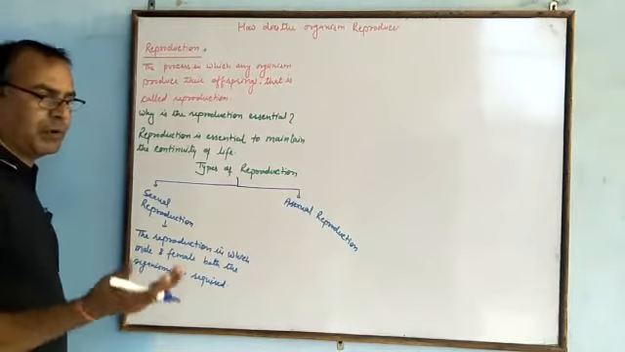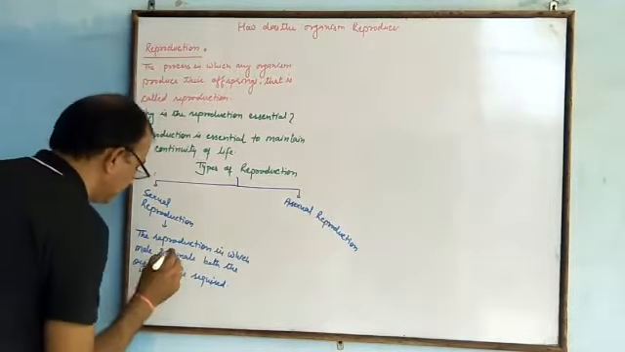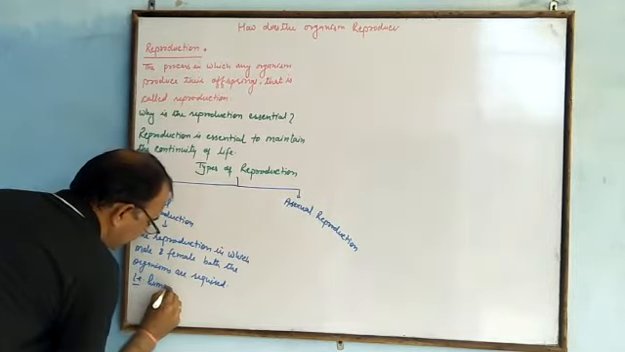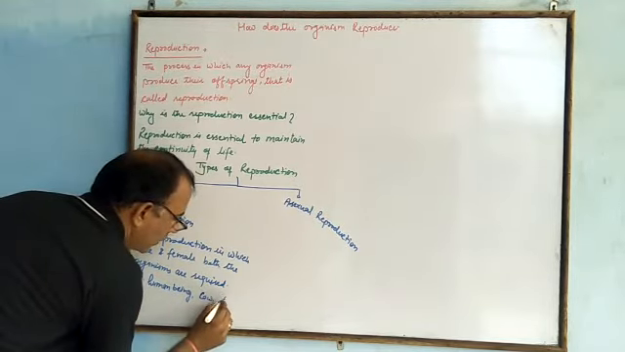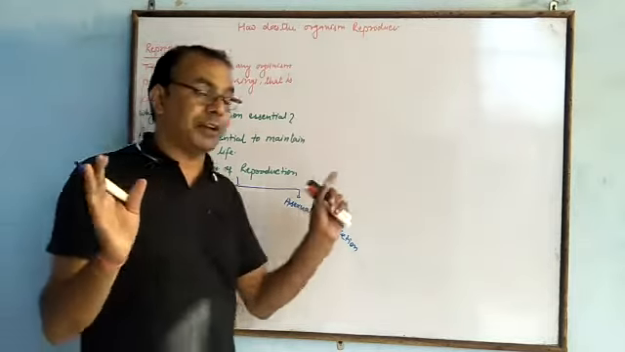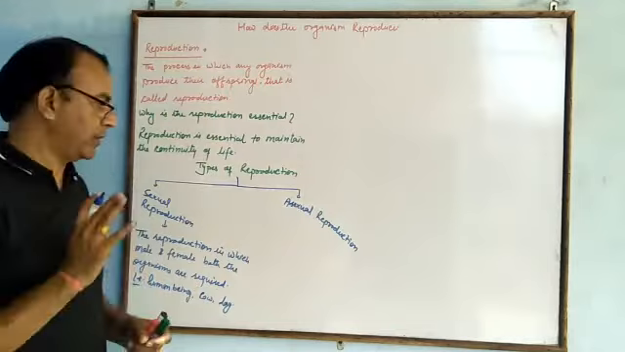For example, in human being, cow, dog, sexual reproduction can take place. Both male and female are required to produce the new offspring.